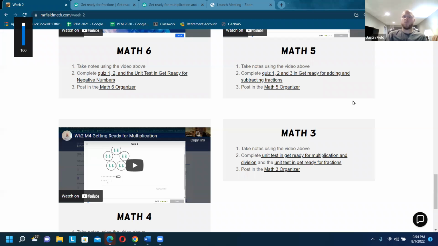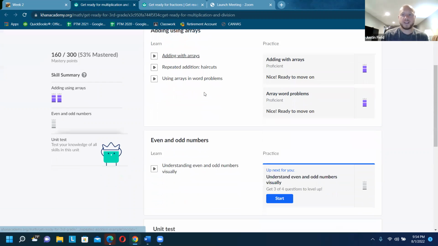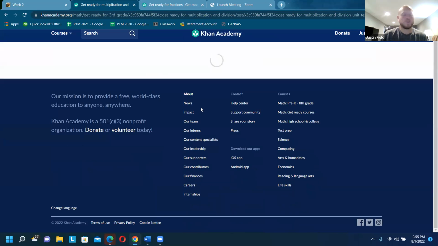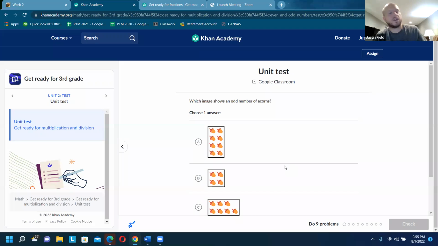Okay, Math 3. We are going to look at the unit test in getting ready for multiplication and division, and then the unit test in getting ready for fractions. So not necessarily doing these things, but looking at things you should know, so when you learn them, it's not so hard. Okay? So get a pencil and paper and get ready. We are going to do some math.